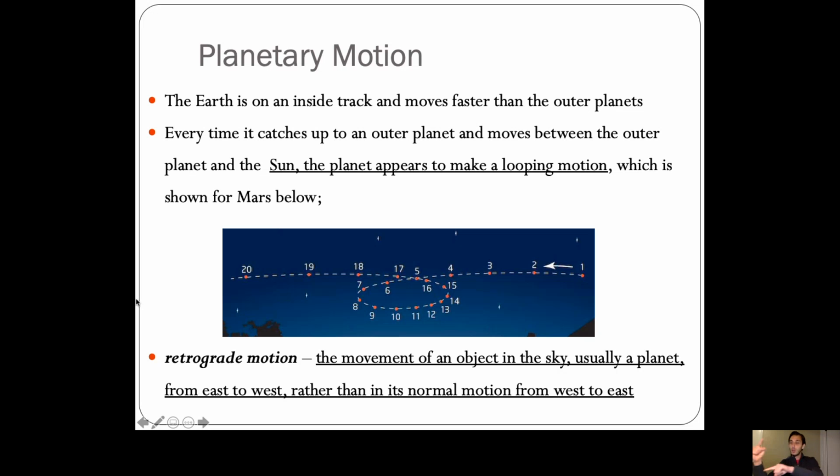It's not making a loop. It's only because Earth is passing it that observing it night after night makes it seem like there was a loop, okay? And we call that retrograde motion. And it looks like it's east to west rather than the normal west to east motion, okay? But it's really not. It's just the way we perceive it because one planet is passing another planet, okay? It's just the way we perceive it night after night, okay? So I'll probably post, hopefully I can find a good YouTube video to post for that so you guys can actually see that in motion, demonstrating that retrograde motion, okay?